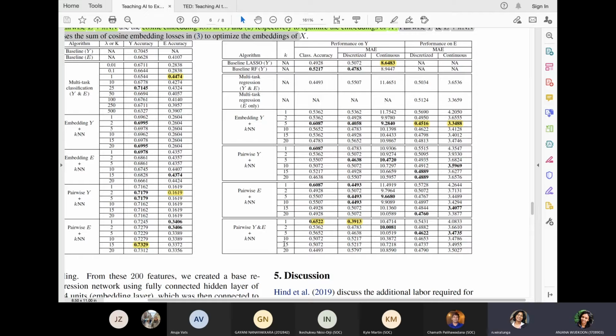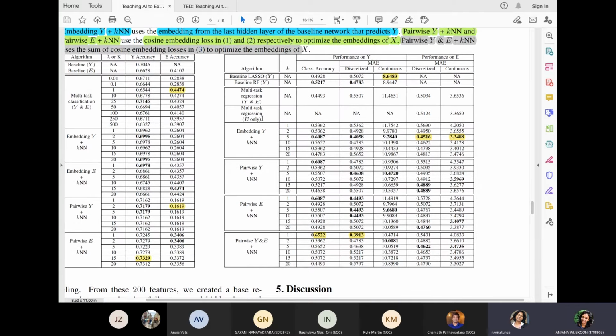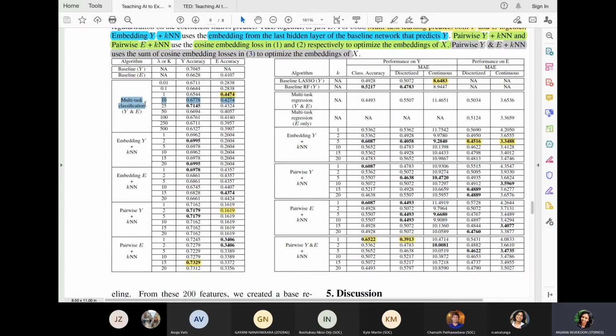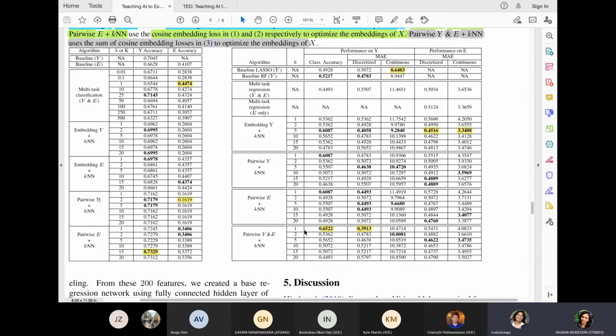Why do they not consider that as multitask? The pairwise Y and E? It is multitask, but with a pairwise loss. So when they say multitask classification here, that is using the categorical cross entropy loss, where you don't consider creating that feature space. Right, so you don't have a shared embedding there. Yes, exactly. The terminology in this table is a little bit confusing, and also there's a lot of information that is not really making any point.